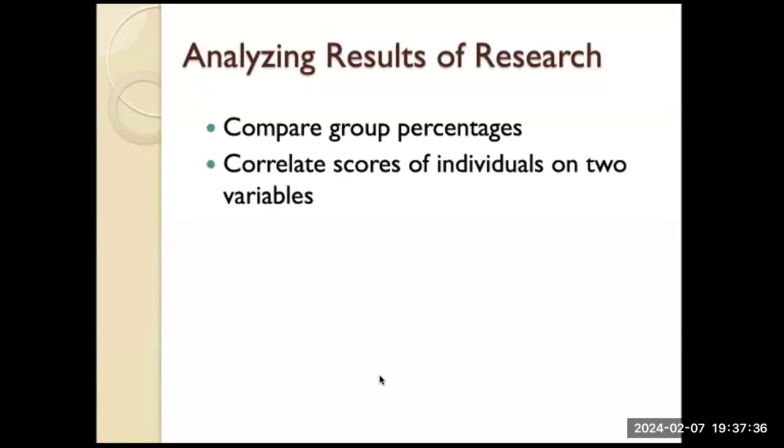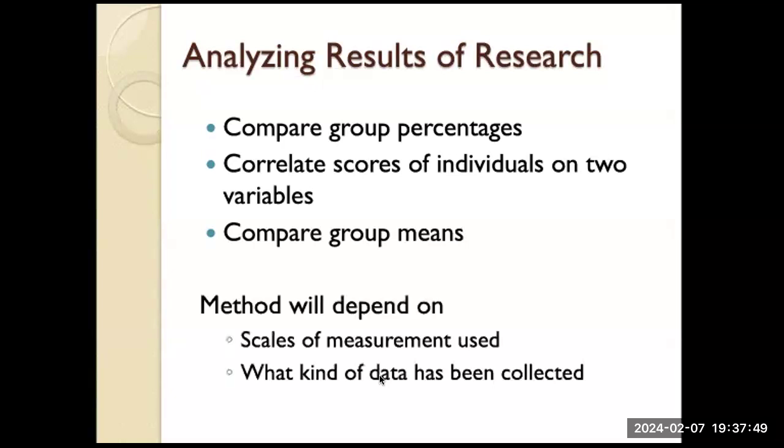Analyzing results of research. So these are the main things you can do. You can compare group percentages. You can correlate scores of individuals on two variables. You can compare group means. Those are the main things we do when we're analyzing research. This comes along in chapter 12 and chapter 13, right?